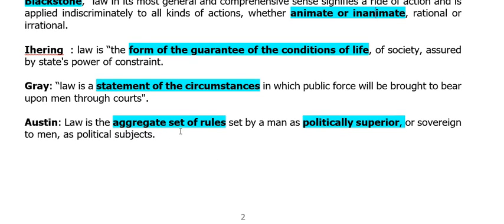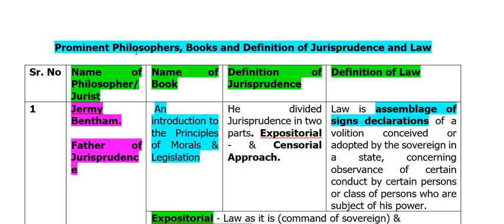Austin's definition is aggregate set of rules. It is a very common definition also, everyone must be knowing about it. He has used the term politically superior. Then I have made this chart in which prominent philosophers, their books, and definitions of jurisprudence and law are there.